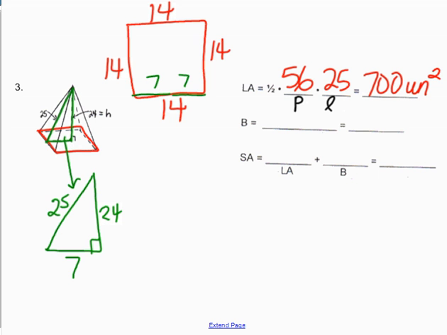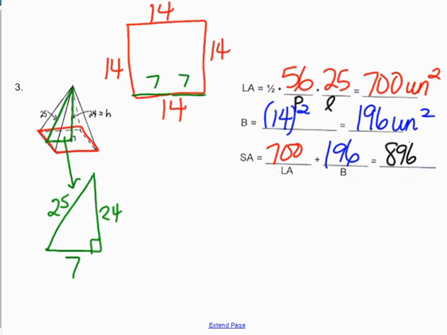Now we have to do the base. Well, we said before it's a square. So it's going to be 14 squared, because that's what you do when you want the area of a square. So we end up with 196. Add these two together, and we have 896 units squared.